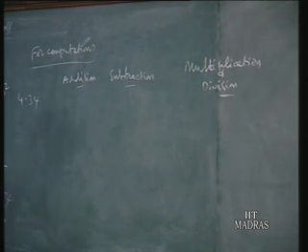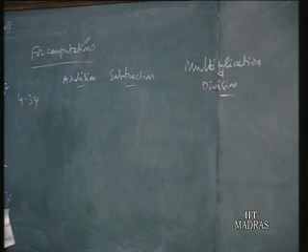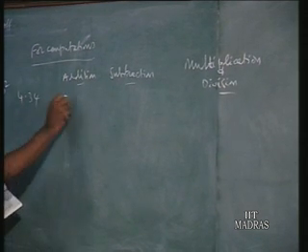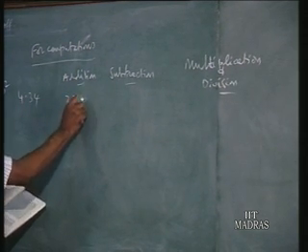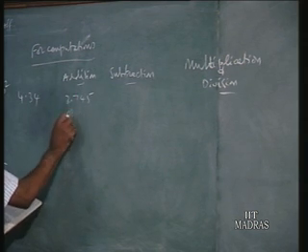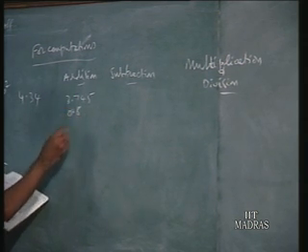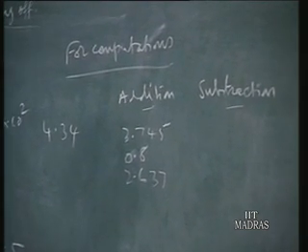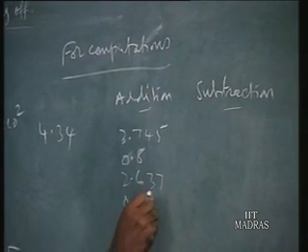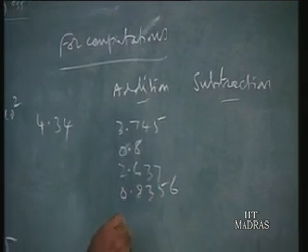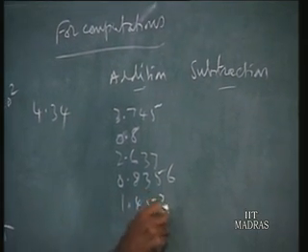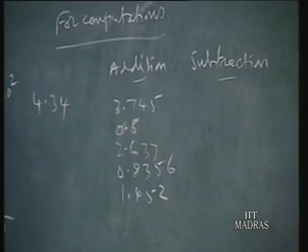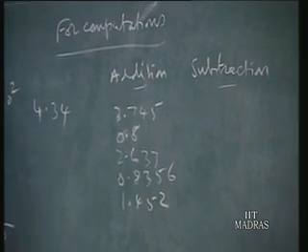So first we will see the rule for additions. Suppose we have five numbers: 3.745, 0.8, 2.637, 0.8356, and 1.452. Suppose these are the numbers to be added. What is the rounding off procedure?